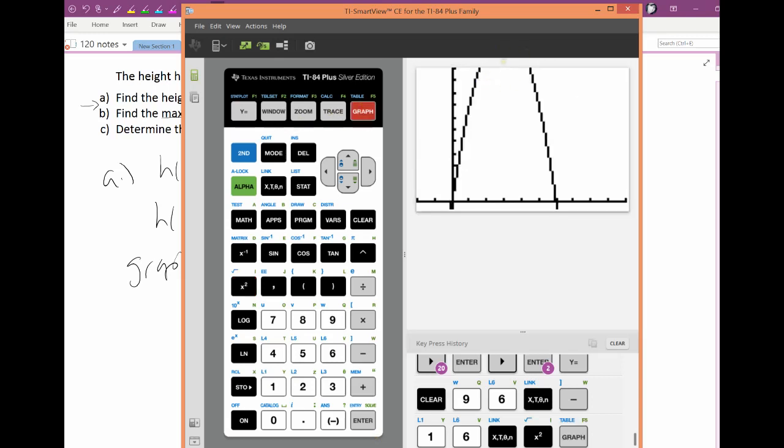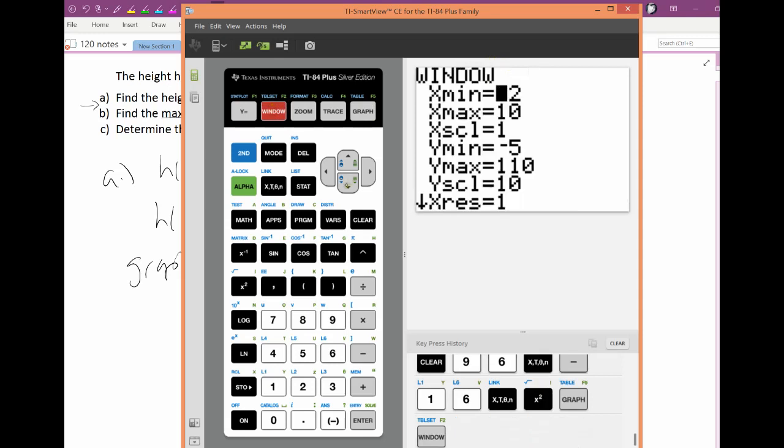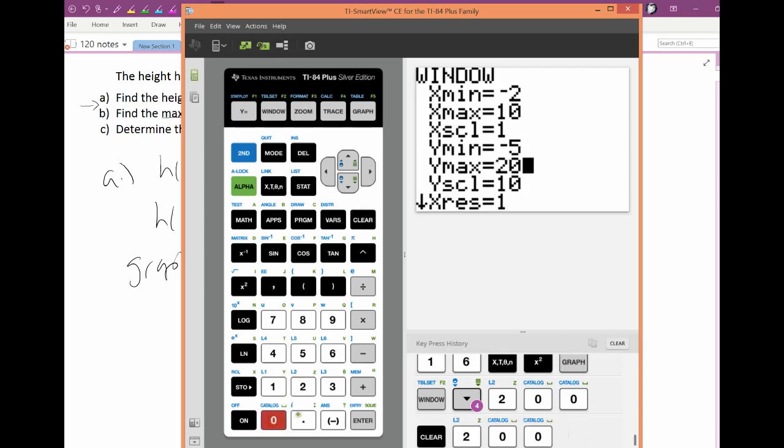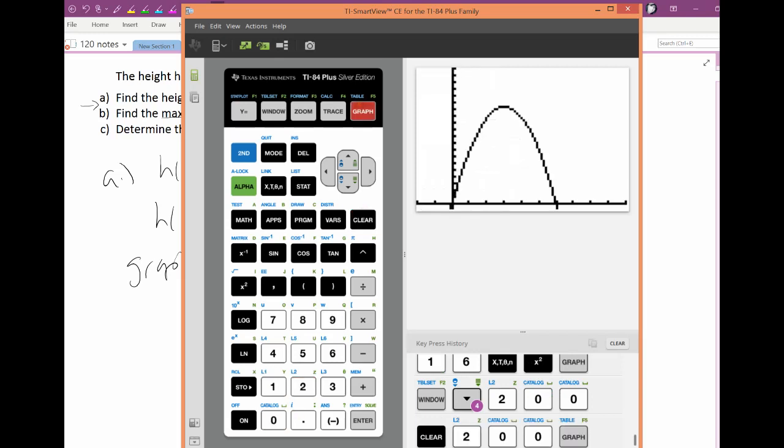My graph's above, so I need to go to my window, and there's quite a bit above. I might just play it safe and hit 200 and be on the safe side. Graph it. There we go. Now I can see. So there's the flight of the ball.